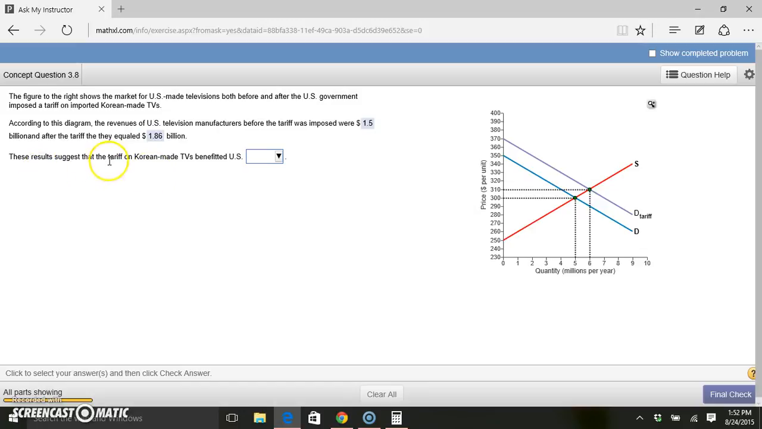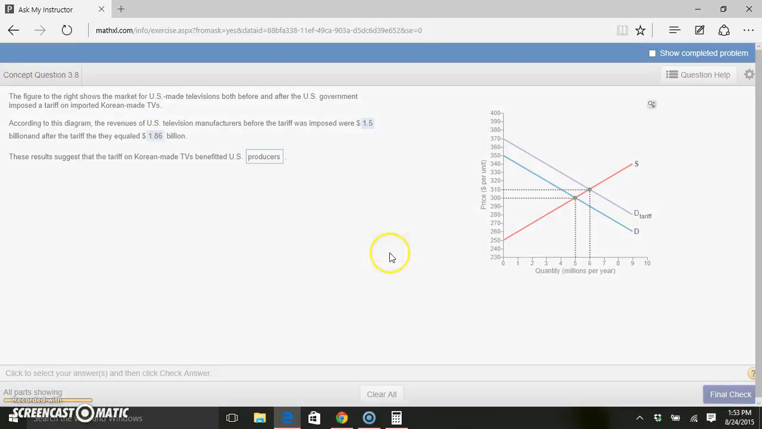So these results suggest that the tariff on Korean-made TVs benefited the U.S. buyers or producers. And that's just a question of who's doing better now. So notice that with the new demand, the prices actually went up. So the buyers are not actually benefiting. Who benefits are the television manufacturers, which we just figured out in the last part of the question, that the manufacturers before the tariff only made $1.5 billion, and after the tariff they make more. So the tariff is actually benefiting those producers. They're making more money now after the tariff. Final check. Excellent.